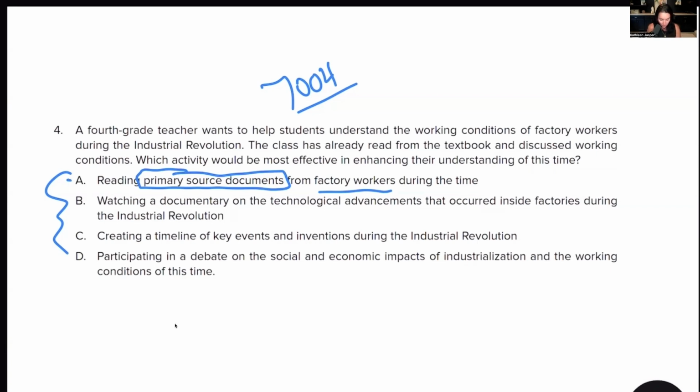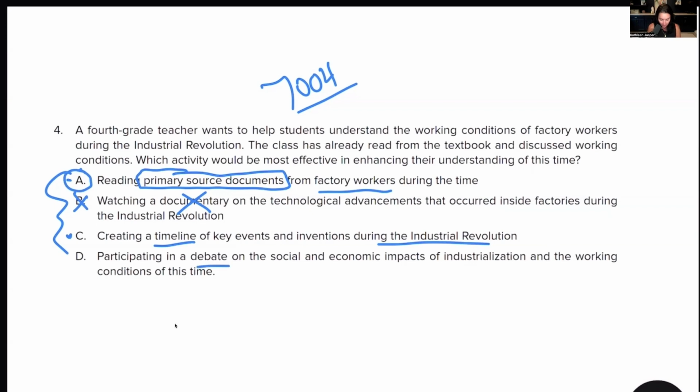B, watching a documentary of the technology advancements. All right. Typically, videos for social studies is not the correct answer. Using snippets of a video is, but watching an entire documentary, I'm going to cross that off. It's a bad word on this portion of the exam. C, creating a timeline of events and inventions during the Industrial Revolution. Timelines are good. It's a type of graphic organizer. I like it. A, I like better. I'm going to circle A, but C is okay too.